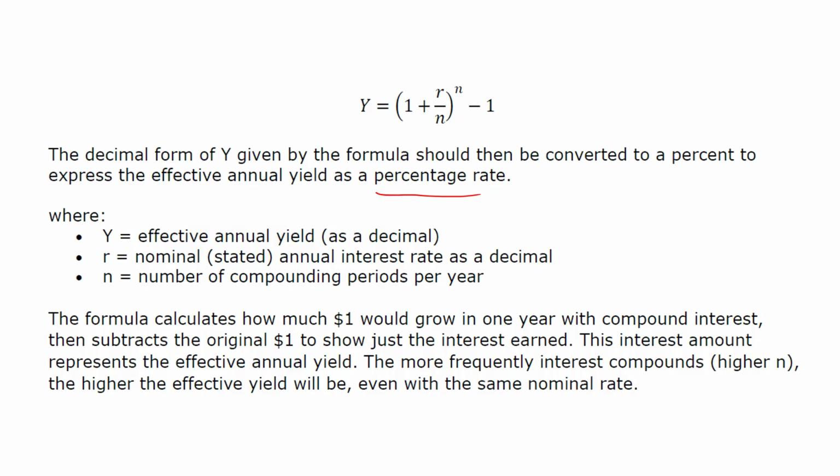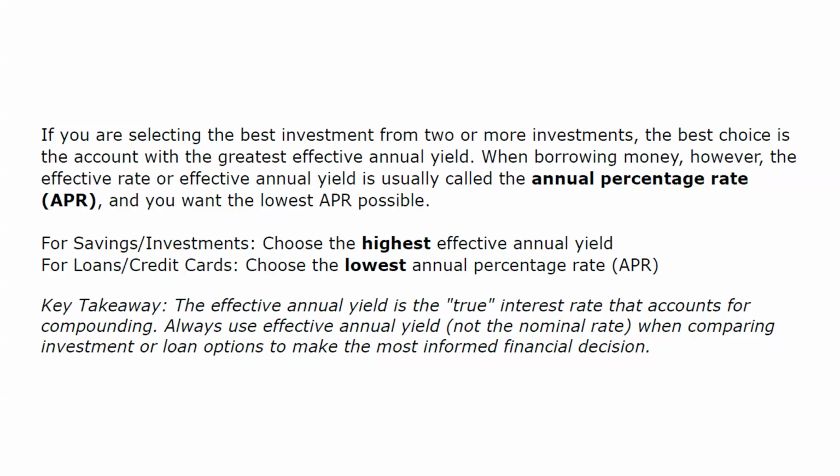So this formula calculates how much $1 would grow in 1 year with compound interest, and then subtracts the original $1 to show just the interest earned. This interest amount represents the effective annual yield. The more frequently interest compounds, meaning a higher N, the higher the effective yield will be, even with the same rate. So if you're selecting the best investment from 2 or more investments, the best choice is the account with the greatest effective annual yield.